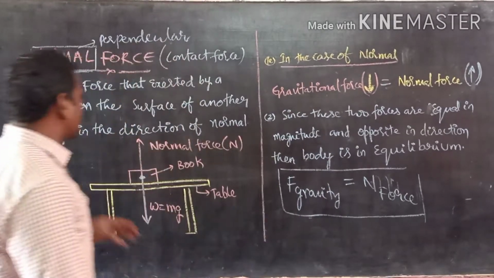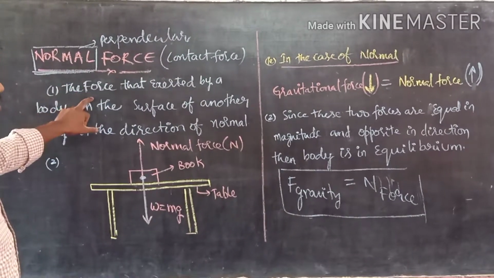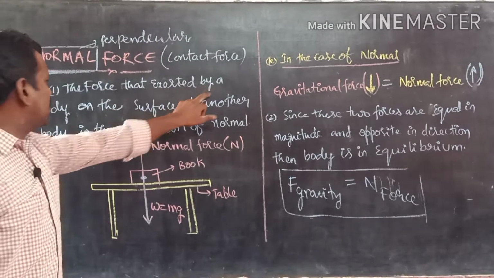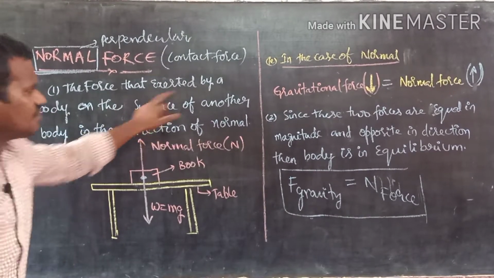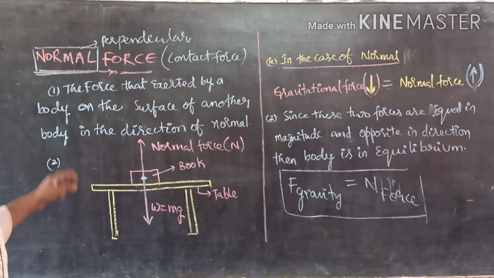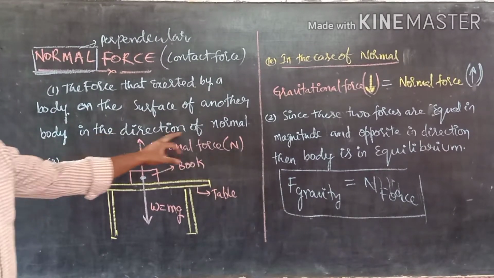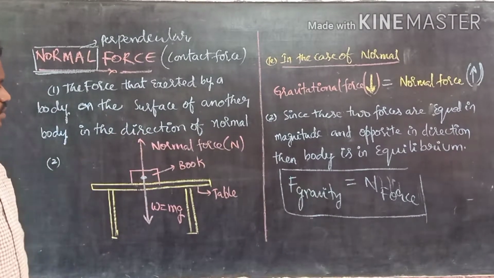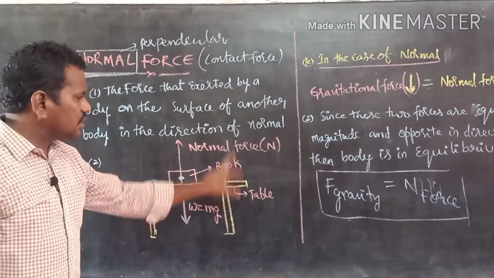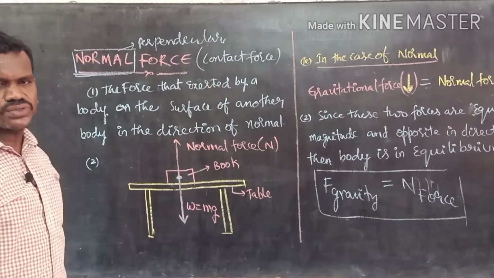Now once again, the definition of normal force is the force exerted by a body on the surface of another body in the direction of the normal. Normal means perpendicular, so in the direction of the perpendicular. For example, if the book is here, then this is the normal force.